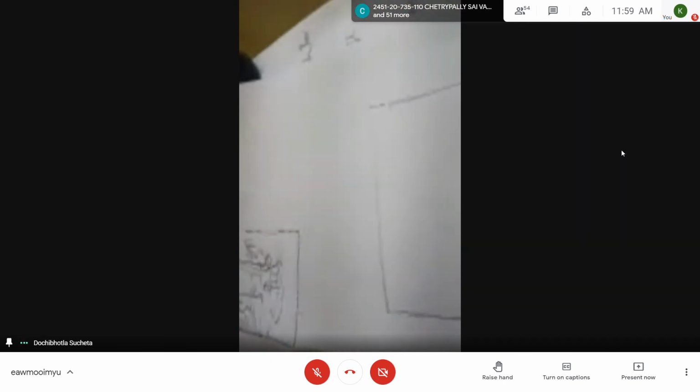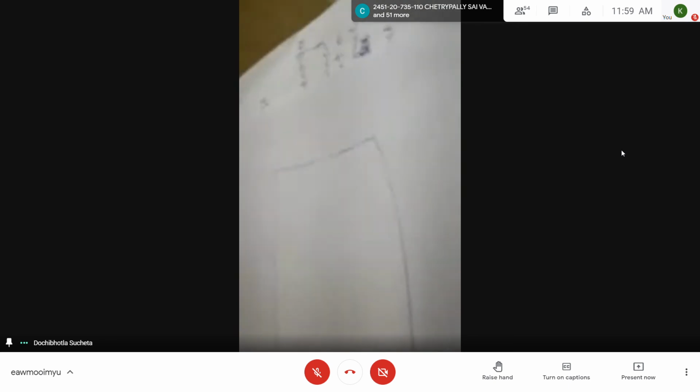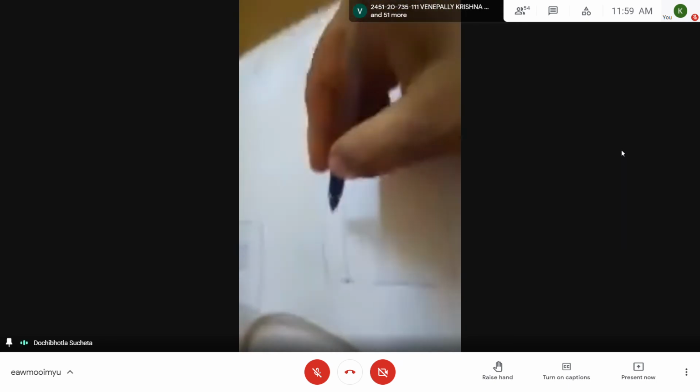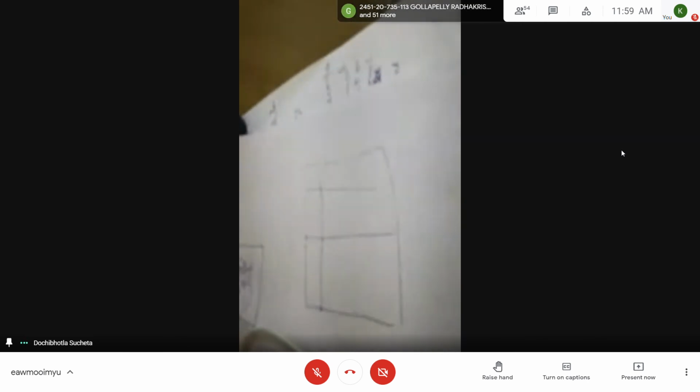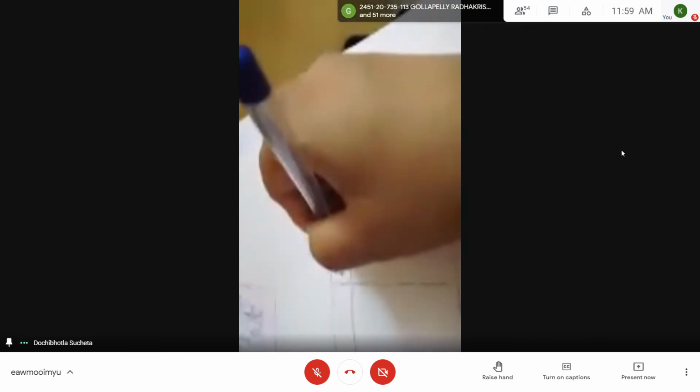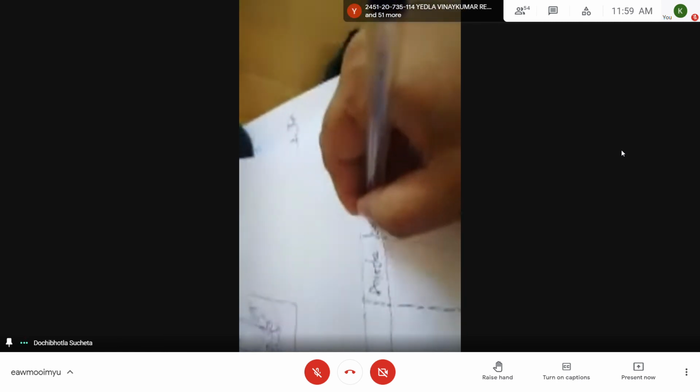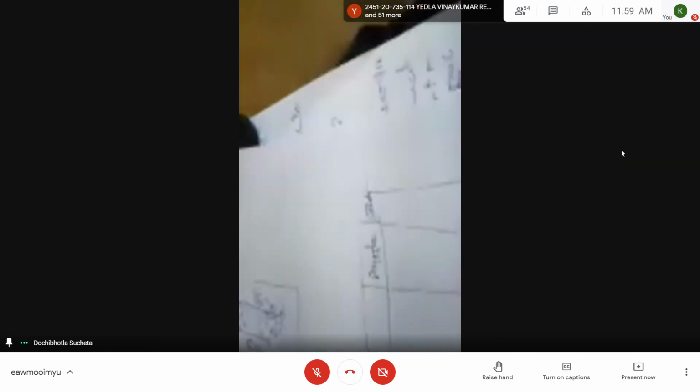So can I write one chart? Okay, what I'll do, I'll put a bigger square like this. Then I'll make it into three columns. One is anode, the other one is cathode, and this is cell.